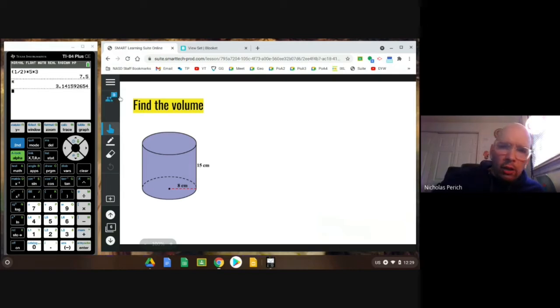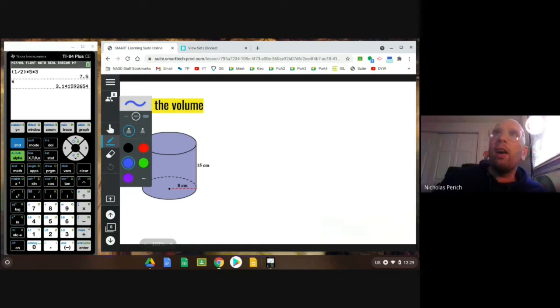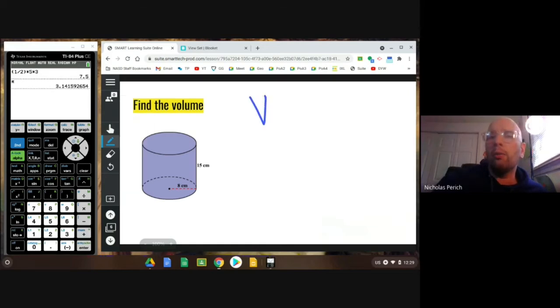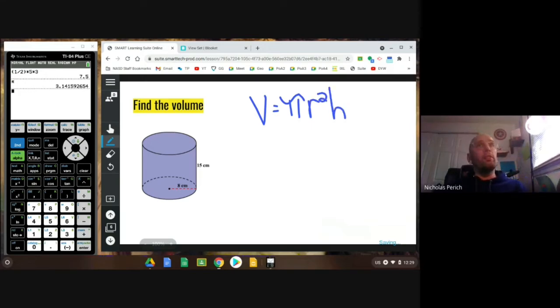What I'm looking at here is a cylinder, right? I'm looking at a cylinder. And I'm asked to find the volume of a cylinder, so I write out V equals pi r squared h. Okay, that's what we did in the video.